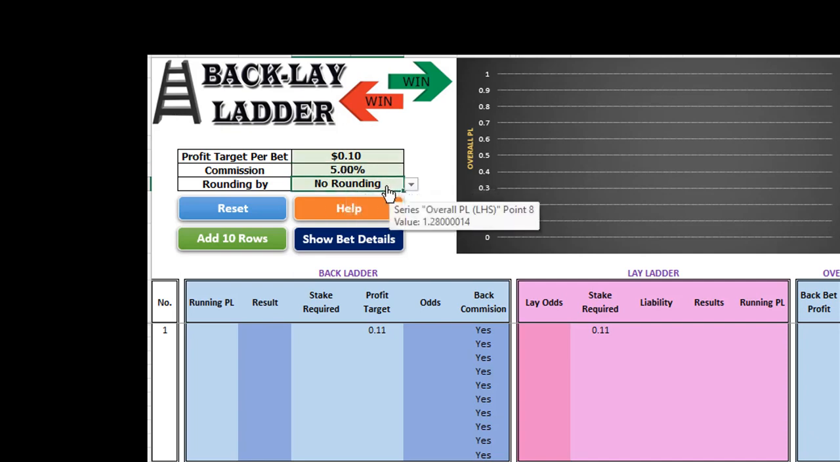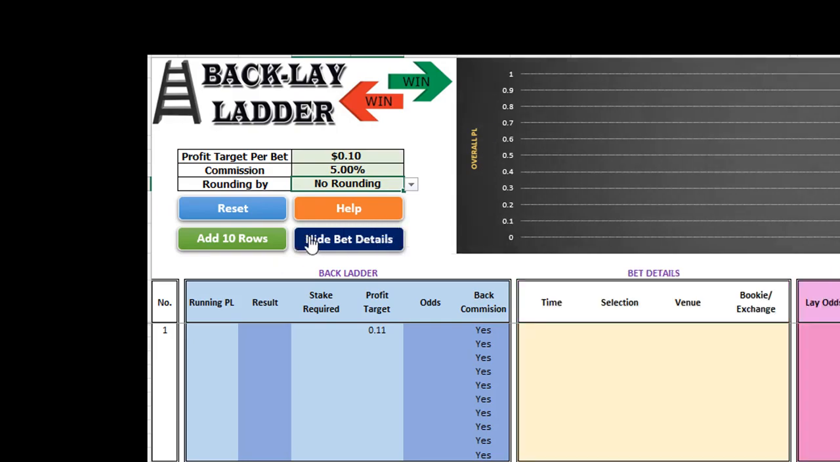Now the rounding: if you want to do back bets with a bookie, I do all my bets with Betfair, but say you wanted to do your back bets with a bookie, then you may find that you have to bet in 10 cent increments or 50 cent increments or $1 or £1 increments. Whatever your currency is, that's what this will reflect. As I'm using the Betfair exchange and I don't need to round, I can bet in odd amounts, so I'll just leave no rounding. These buttons here we don't have to worry about, except this one, show bet details.